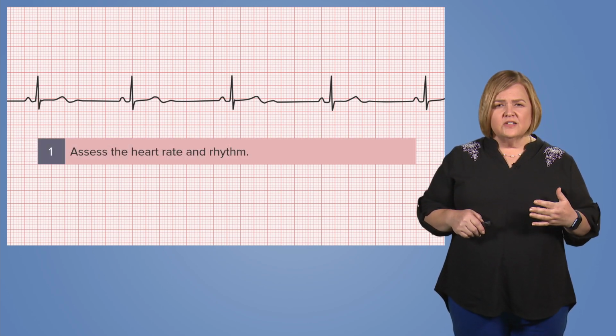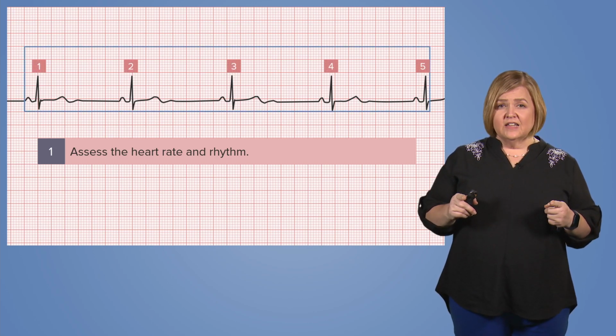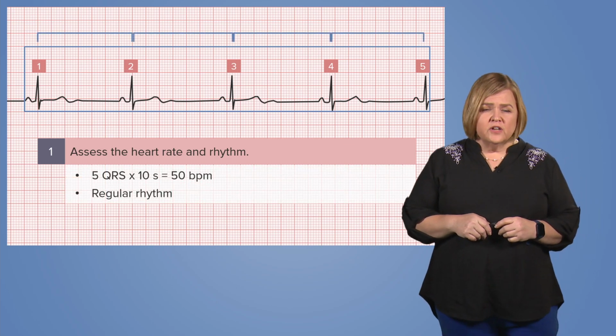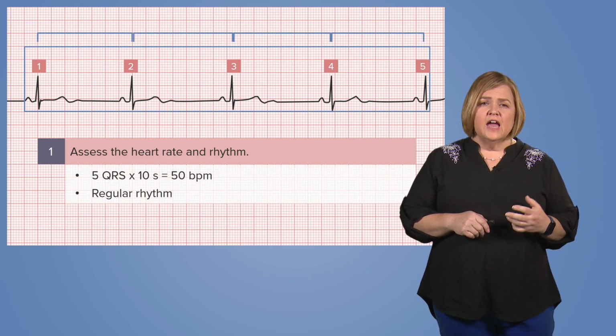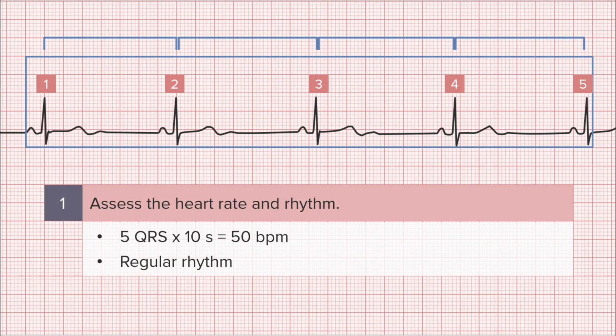So I want you to assess the heart rate and rhythm. Remember, find a 6-second section of the strip, count the number of QRS complexes, and you want to multiply that by 10. So use this strip as an exercise and match your answer to the one you see on the screen.